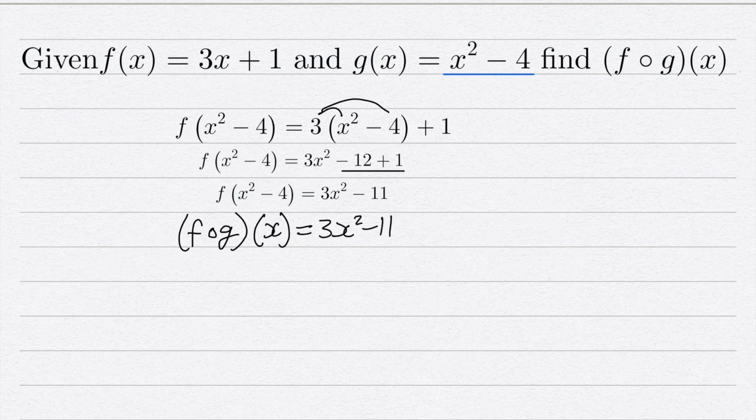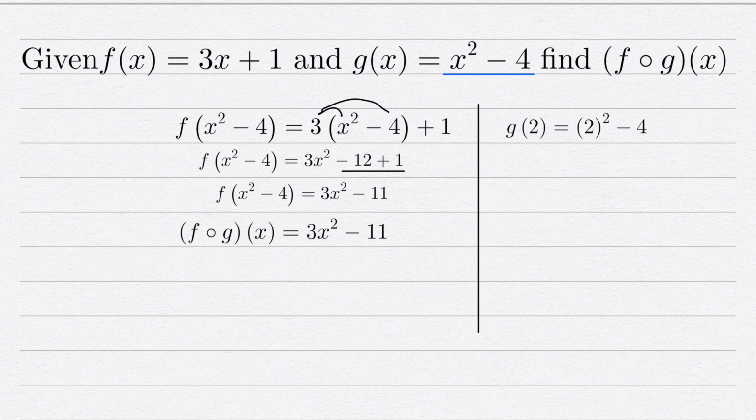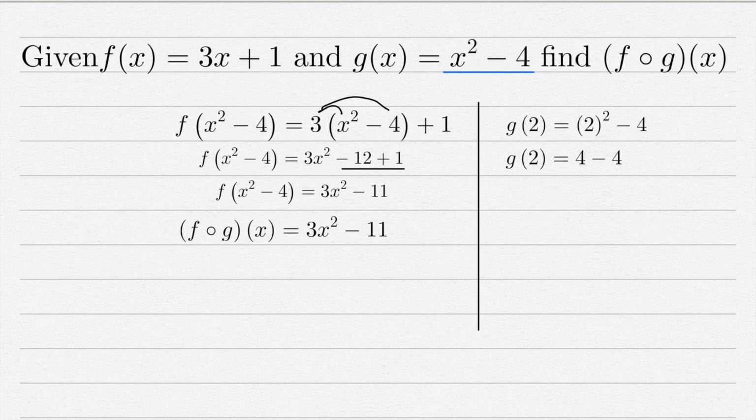3x squared minus 11. So what this tells us is, if I were to take a value and plug it into g of x and work it out, and then take the result and plug it into f of x and work it out, that would be the same as plugging it into this new function, 3x squared minus 11. So let's test that. If I take 2, g of 2 is equal to 2 squared minus 4, so g of 2 is simply equal to 4 minus 4, or g of 2 is equal to 0.